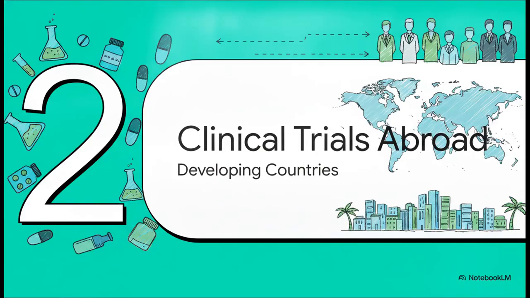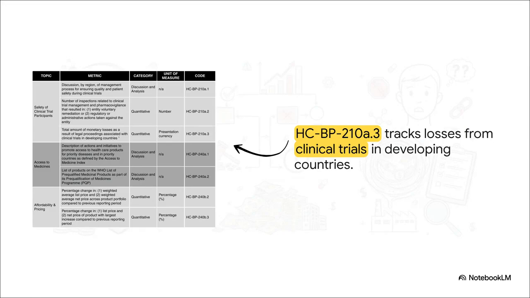Moving on to Section 2, clinical trials abroad in developing countries. So looking at metric HCBP 210A3, straight from the source material, we see a really targeted requirement. Companies have to tally total monetary losses from legal proceedings, specifically in developing countries. And the standard doesn't just guess which countries. It uses the priority countries defined by the Access to Medicine Index.